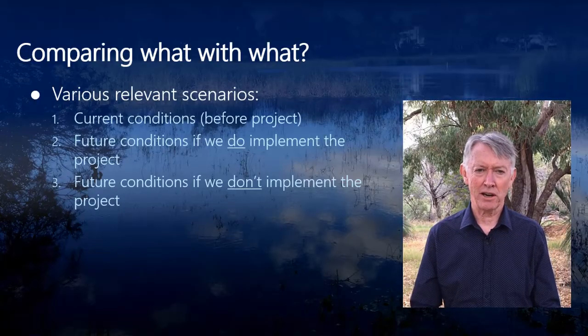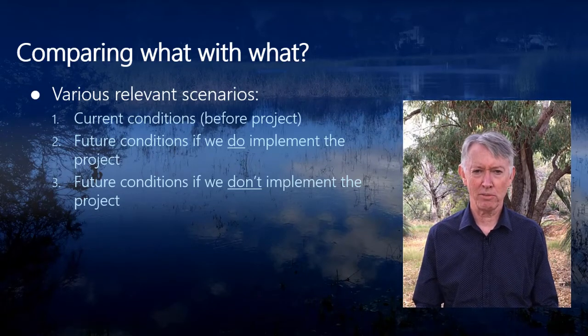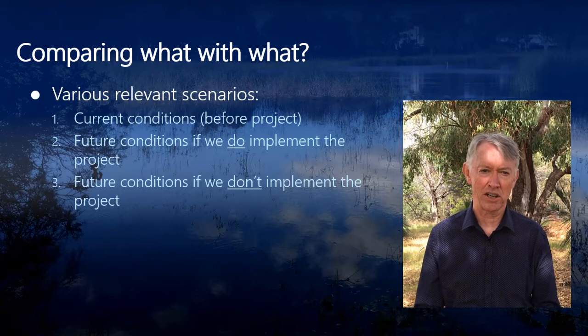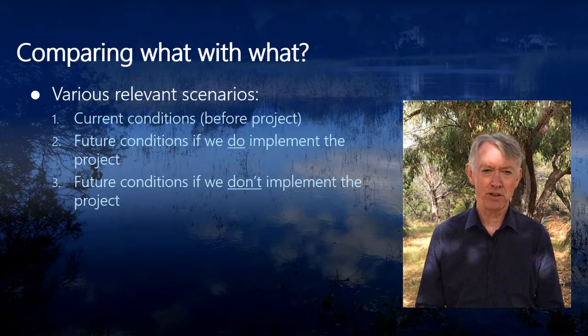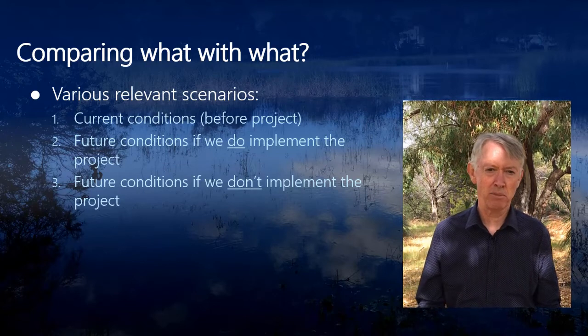There are various relevant scenarios that we could try to compare. One is the current conditions before the project is implemented. We could go and look at the quality of the stream bank now and look at the benefits that are generated by the stream bank in its current condition. We could look at the future conditions if we do implement the project. We could also anticipate future conditions if we don't implement the project. And the question is, which of these things need to be compared to determine the benefits of the project?